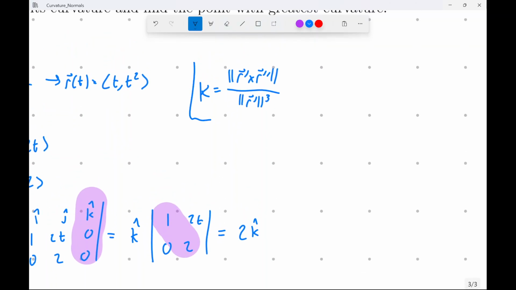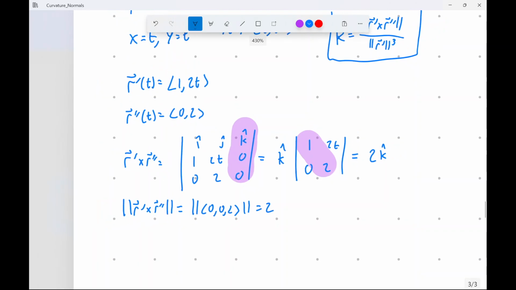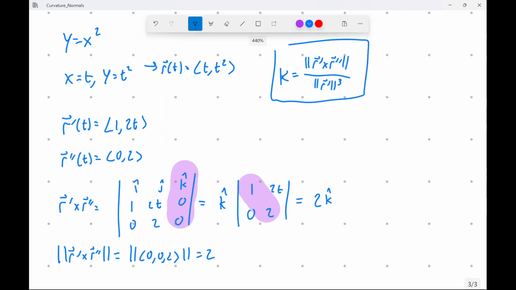But remember, our curvature up here, we needed the length of that vector. So the length of r prime cross r double prime is equal to the length of 0, 0, 2, which is just 2. Okay. So now we also need the length of r prime.